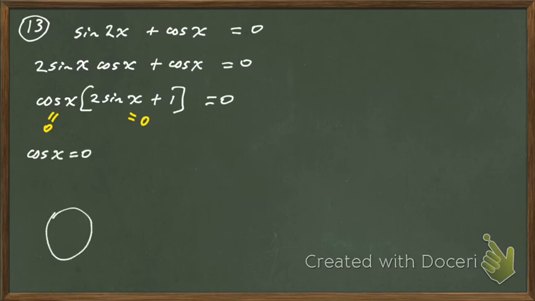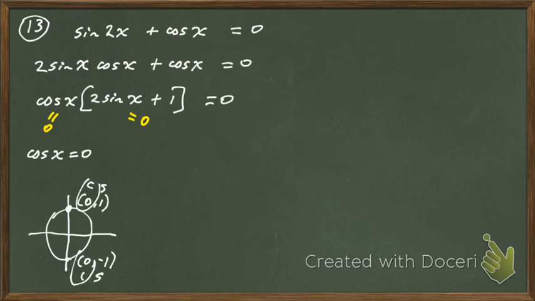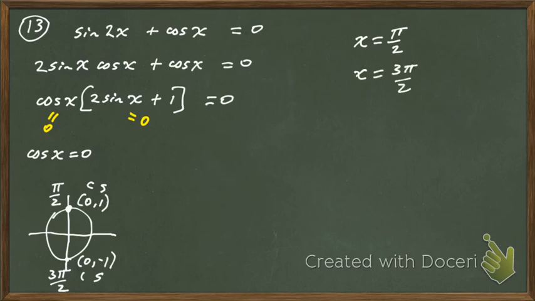Well, you could look at a unit circle. Cosine is the x value, isn't it? Or the y value. So here it is 0, 1, cosine, sine. And down here it's 0, -1, cosine, sine. So where is the cosine 0? Pi over 2 and 3 pi over 2. So I have pi over 2. And I have 3 pi over 2.